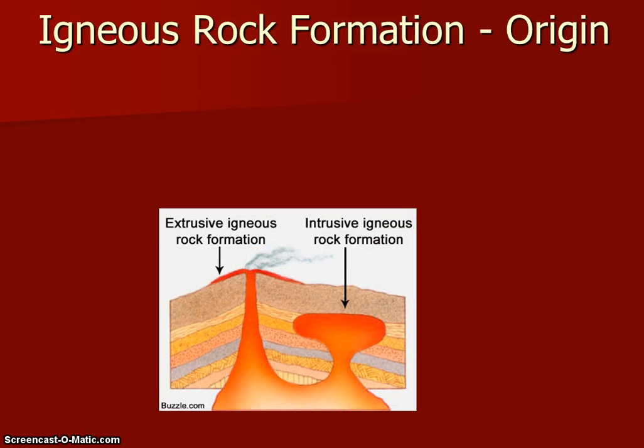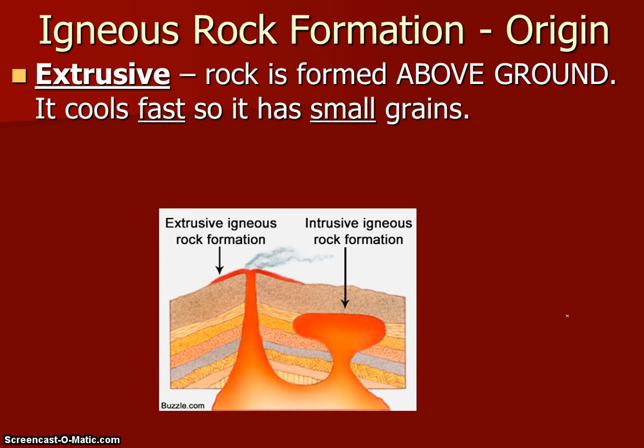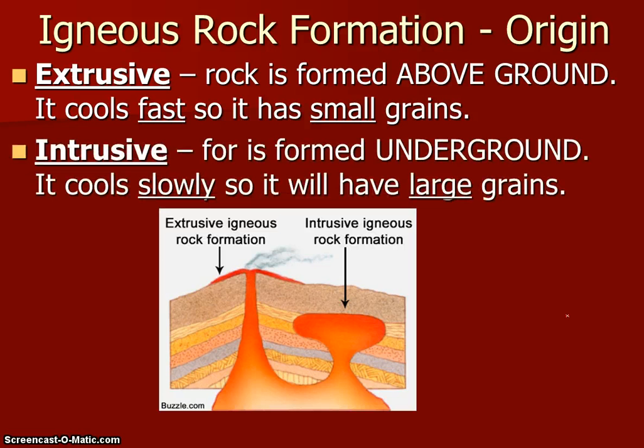Now, origin deals with where the rock formed. And we have two basic classifications here, extrusive and intrusive. Now, in an extrusive rock, I like to think of using the first three letters of each of these words to help us remember. Extrusive means that it formed above ground. So that means that the rock material, the molten material, exited. It came out and flowed on the surface, so it cooled quickly. So it has small grains. Sometimes it cools so fast it has no grains.